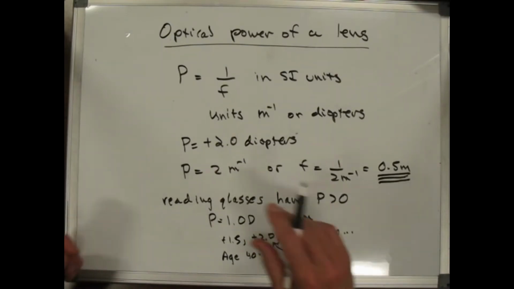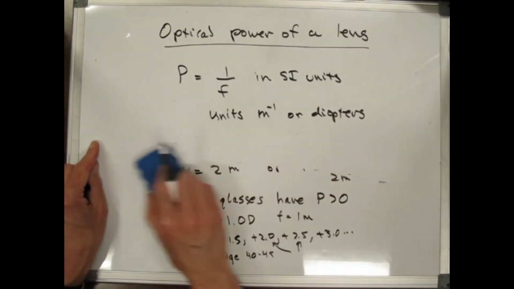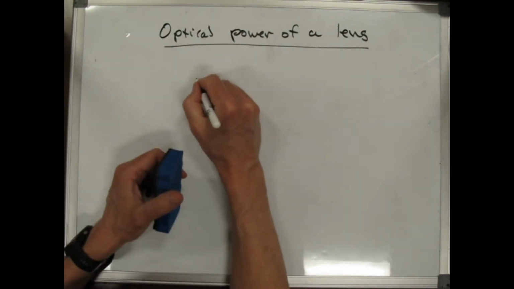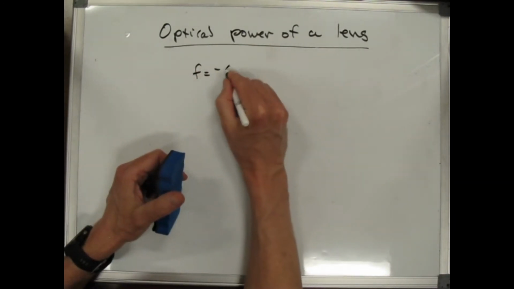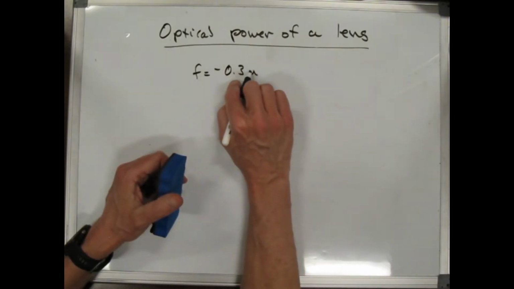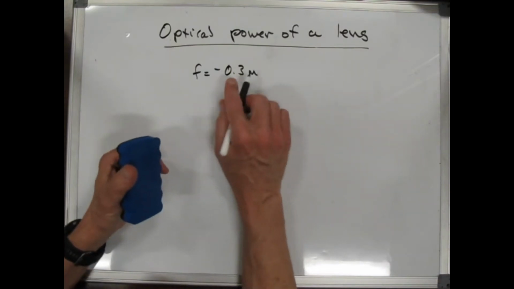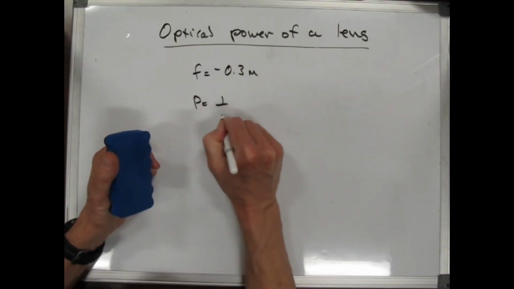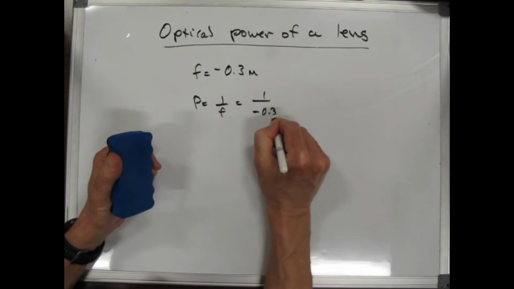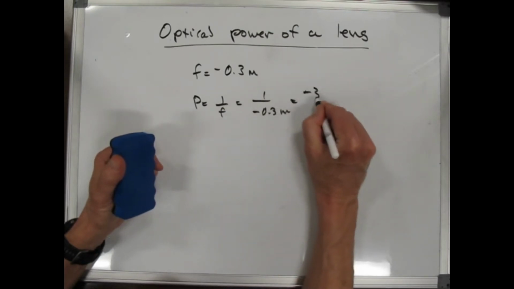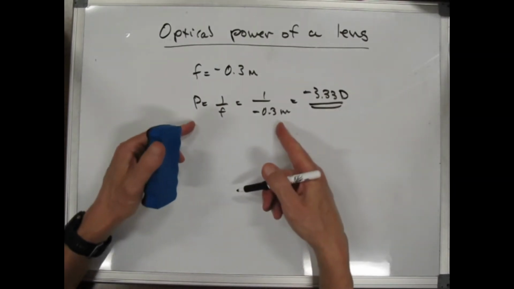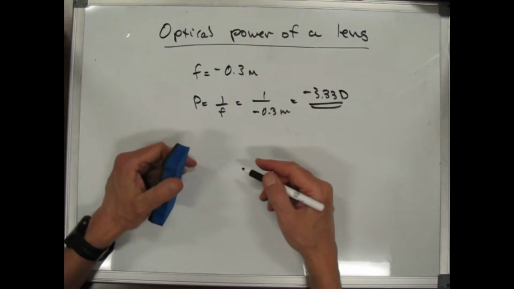And so if I do one more, if my focal length is minus 0.3, this is meters, right? This is a diverging lens with a focal length of minus 0.3, and the power is just 1 over f, which is 1 over minus 0.3 meters, which is minus 3.33 diopters. And so they could just do it in terms of the focal length, but they choose the power instead, and they're very simply related.